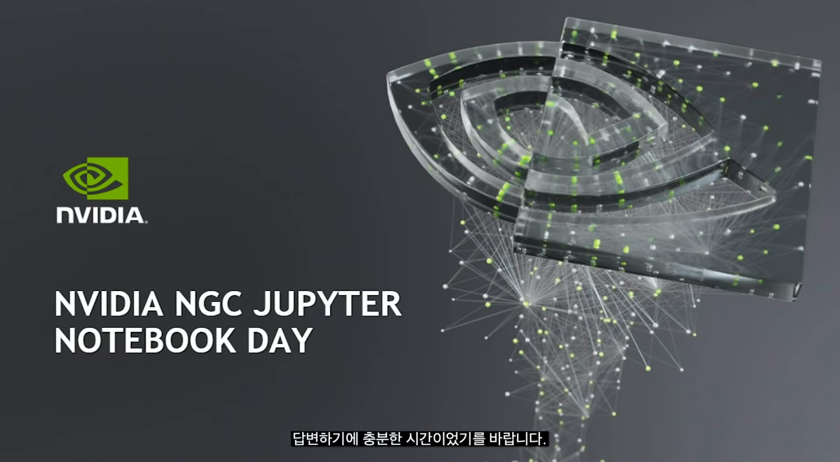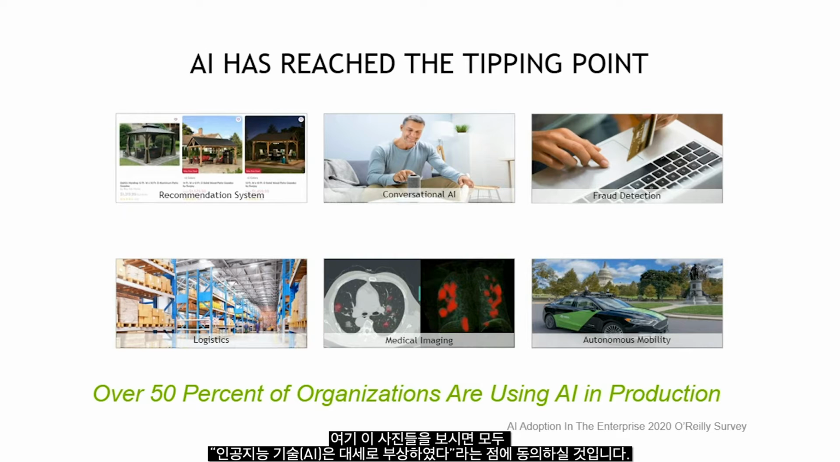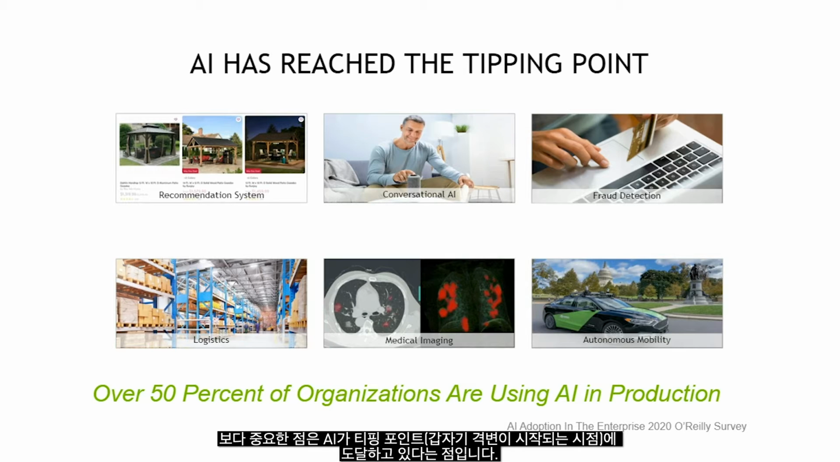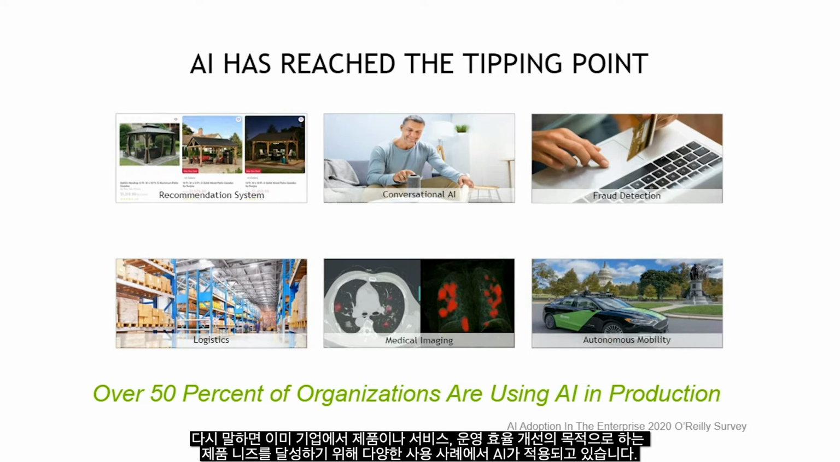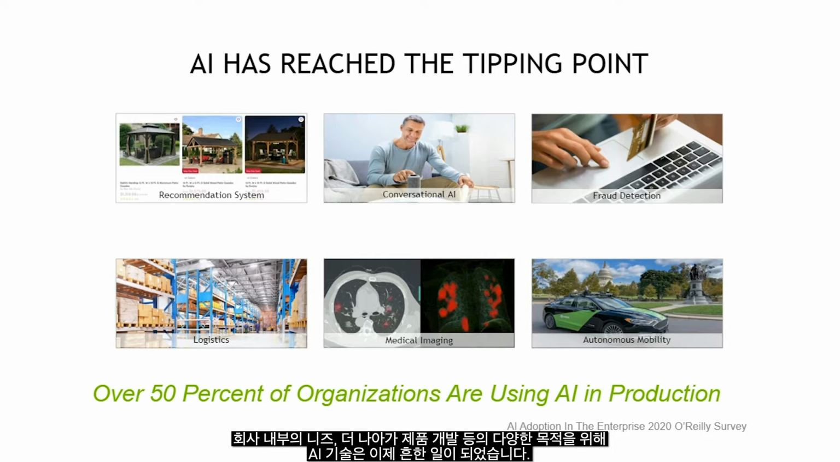All right, hopefully that was enough time for everyone. Let's get into it. When we see this picture or this collection of pictures, we can all agree and nod our heads and say, hey, AI has reached mainstream, and more importantly, it's starting to reach the tipping point. What we mean by that is, now organizations are using AI across many use cases for their product needs, either to build better products or deliver better services or improve operational efficiencies, whatever their goals might be. Using AI for their own internal needs or even building products is becoming the norm right now.